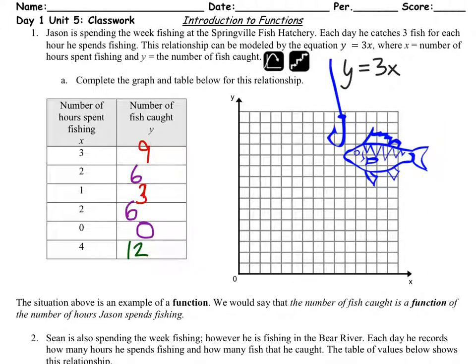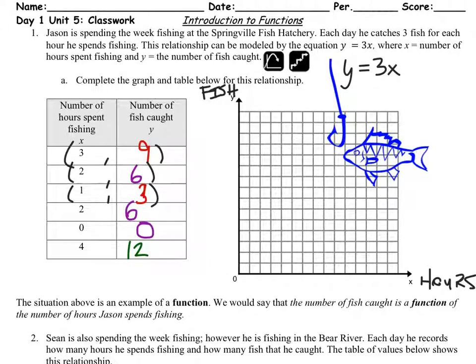All right, now that we have these, these are all ordered pairs for us. So the first ordered pair would be this 3, 9. Then we got 2, 6 and 1, 3 and all these other ones. So before we graph these, we need to label the axes. And it already told us that x is the number of hours fishing. Hours. And then the y is the number of fish caught. Fish.